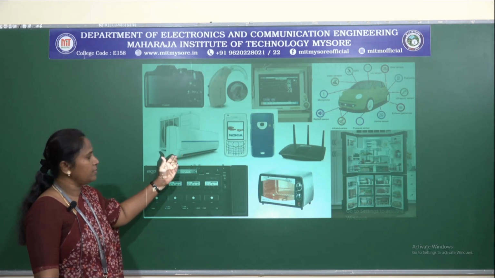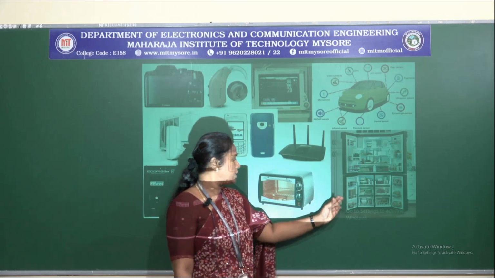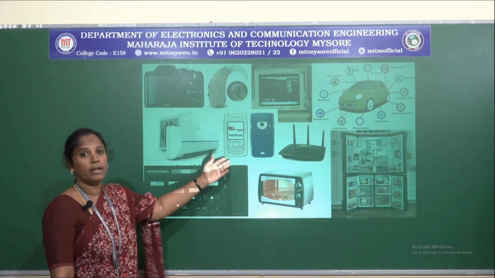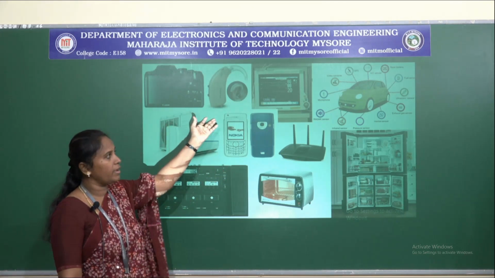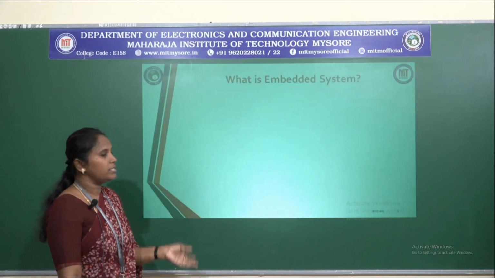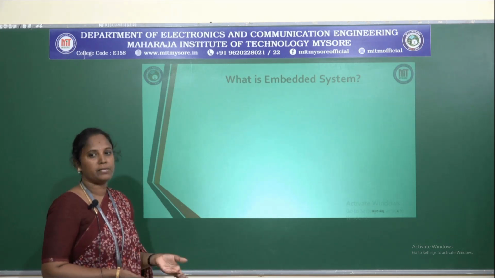That is AC, which we discussed in yesterday's class. Then we have the refrigerator, the oven, the microwave oven, smart systems, smart camera, hearing aids, and automotive electronics. These are some of the application areas where we usually use our embedded system.